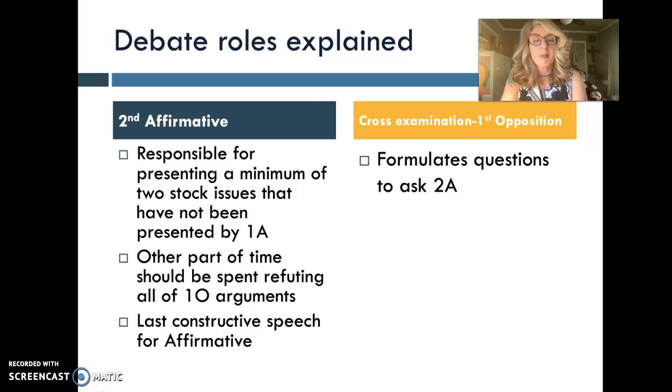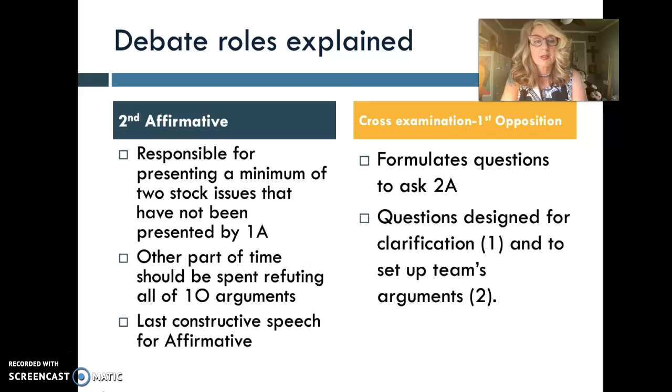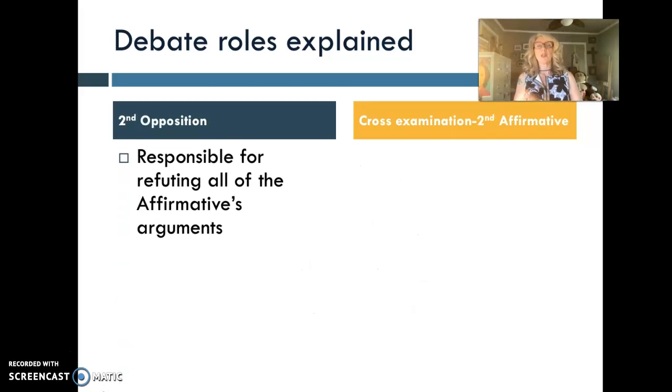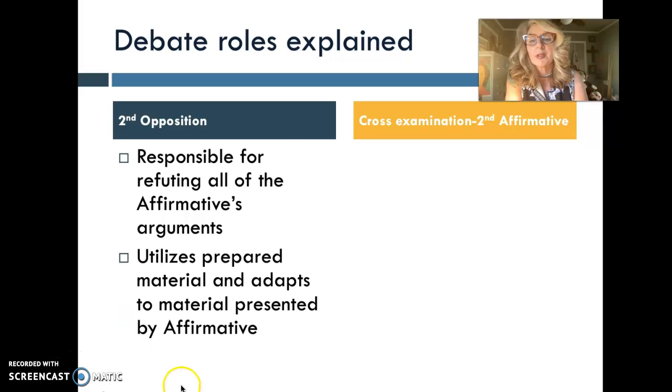It's the last constructive speech for the affirmative. Okay. Cross-exam by first opposition. Same thing, clarification, and to help them set up their own team's arguments. Okay. Second opposition is responsible for refuting all the affirmative's arguments. So they're going to point out how they're all wrong. And they can also use stock issues with this as well. They utilize prepared material and adapt the material presented by the affirmative. So whatever they have, they need to adapt to what they've heard the affirmative say.